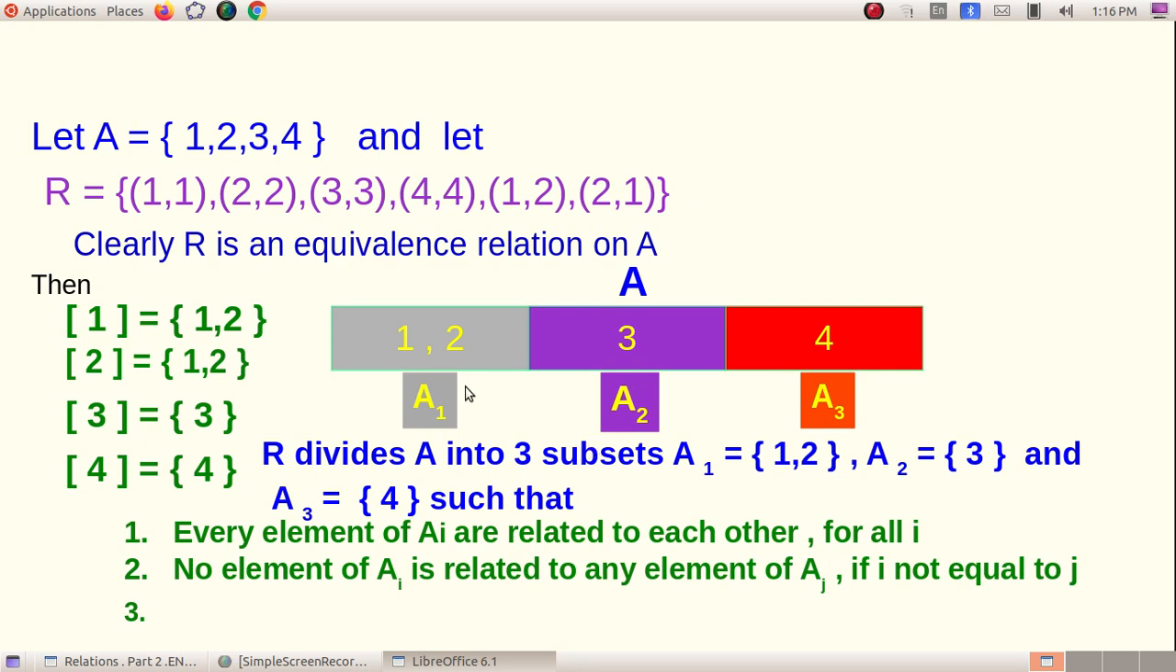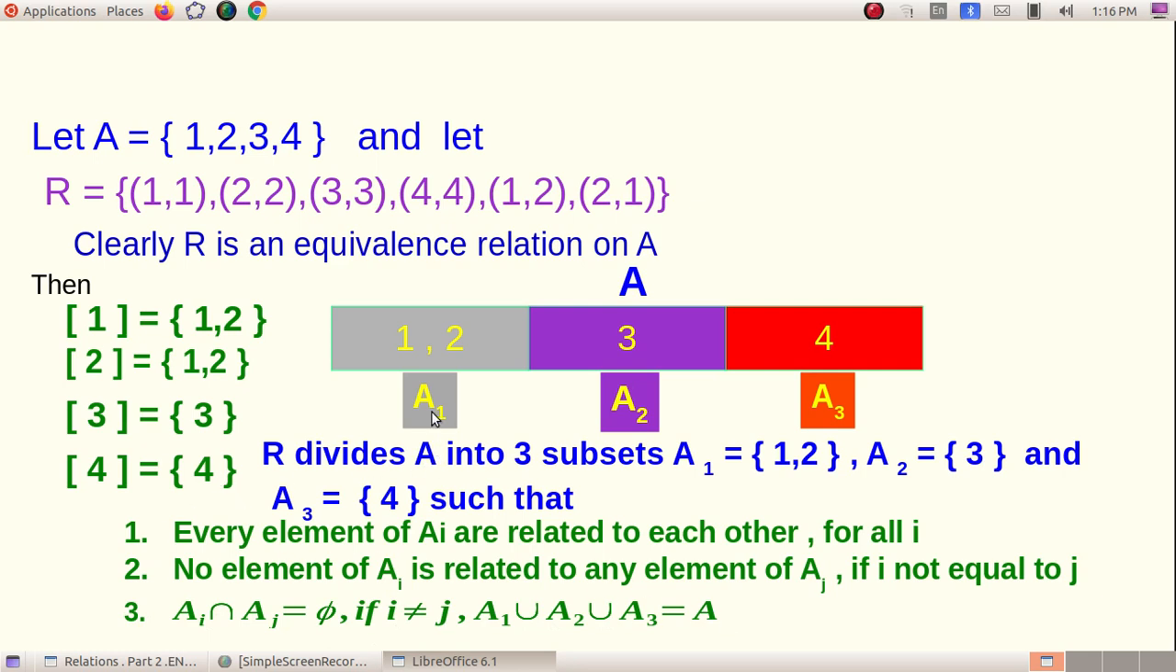One more thing: what is the union? A1 union A2 union A3, that is set {1, 2} union set {3} union set {4}. It is equal to set {1, 2, 3, 4}, that is nothing but A. Total union equals A, and pairwise intersection equals empty set. That is the third property: Ai intersection Aj equals empty set if i is not equal to j, and A1 union A2 union A3 equals A.